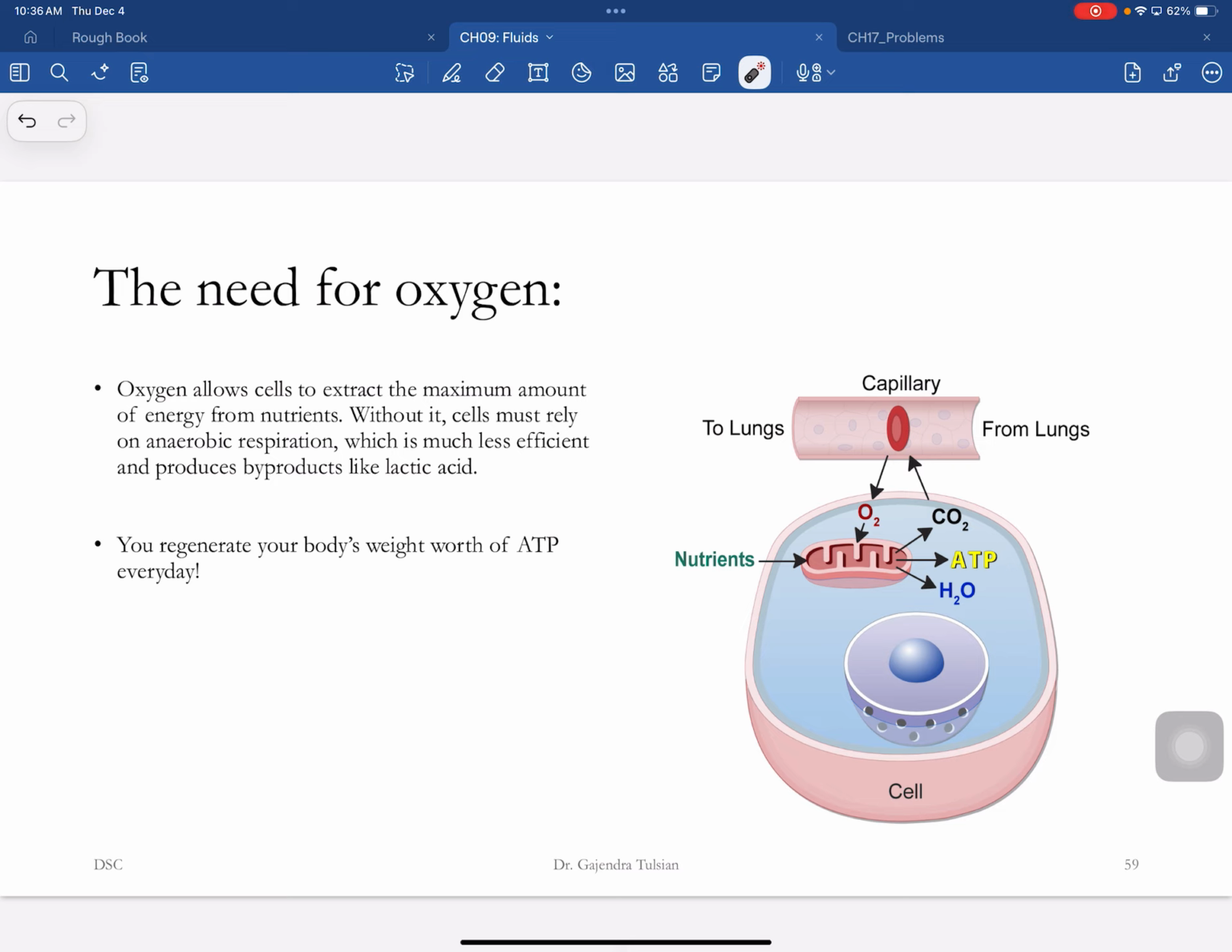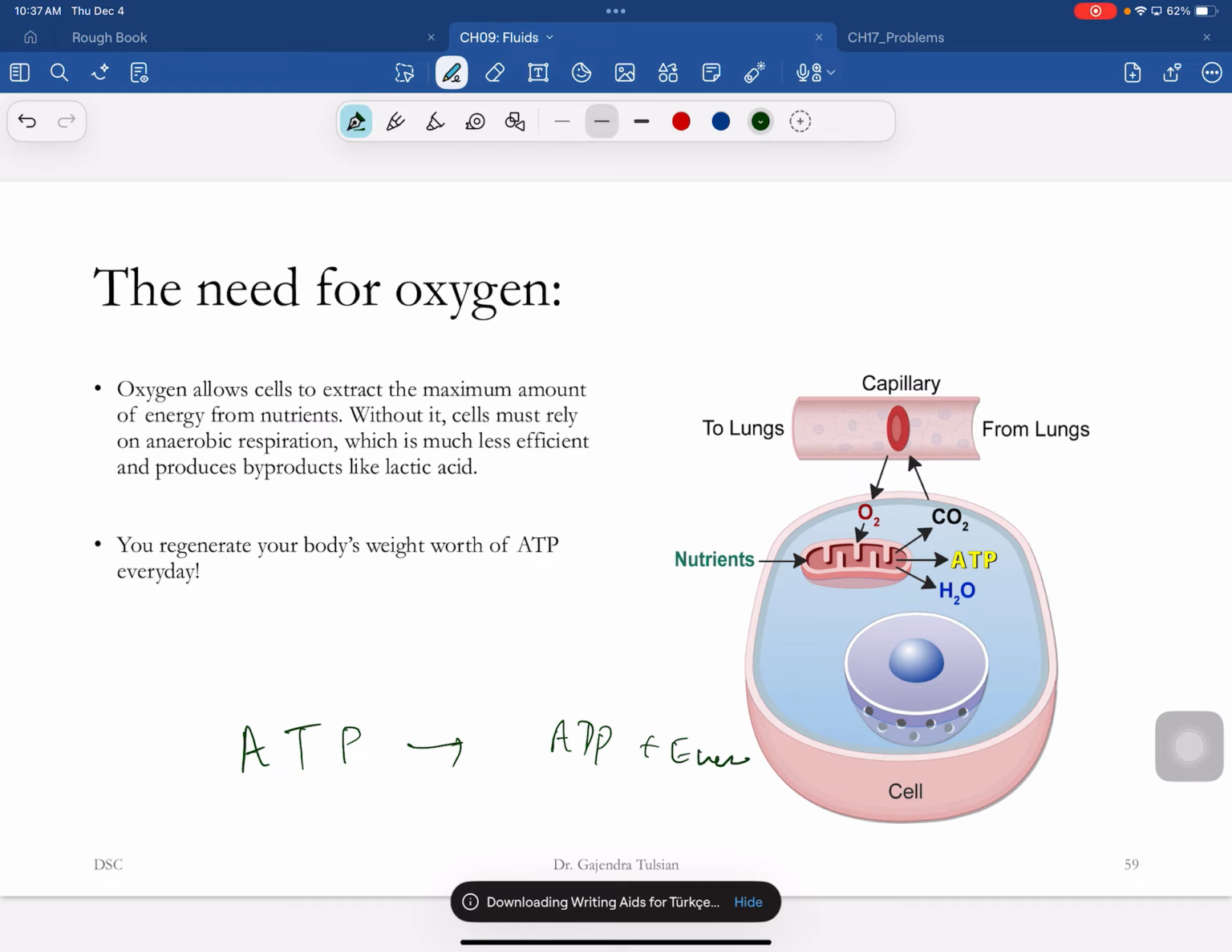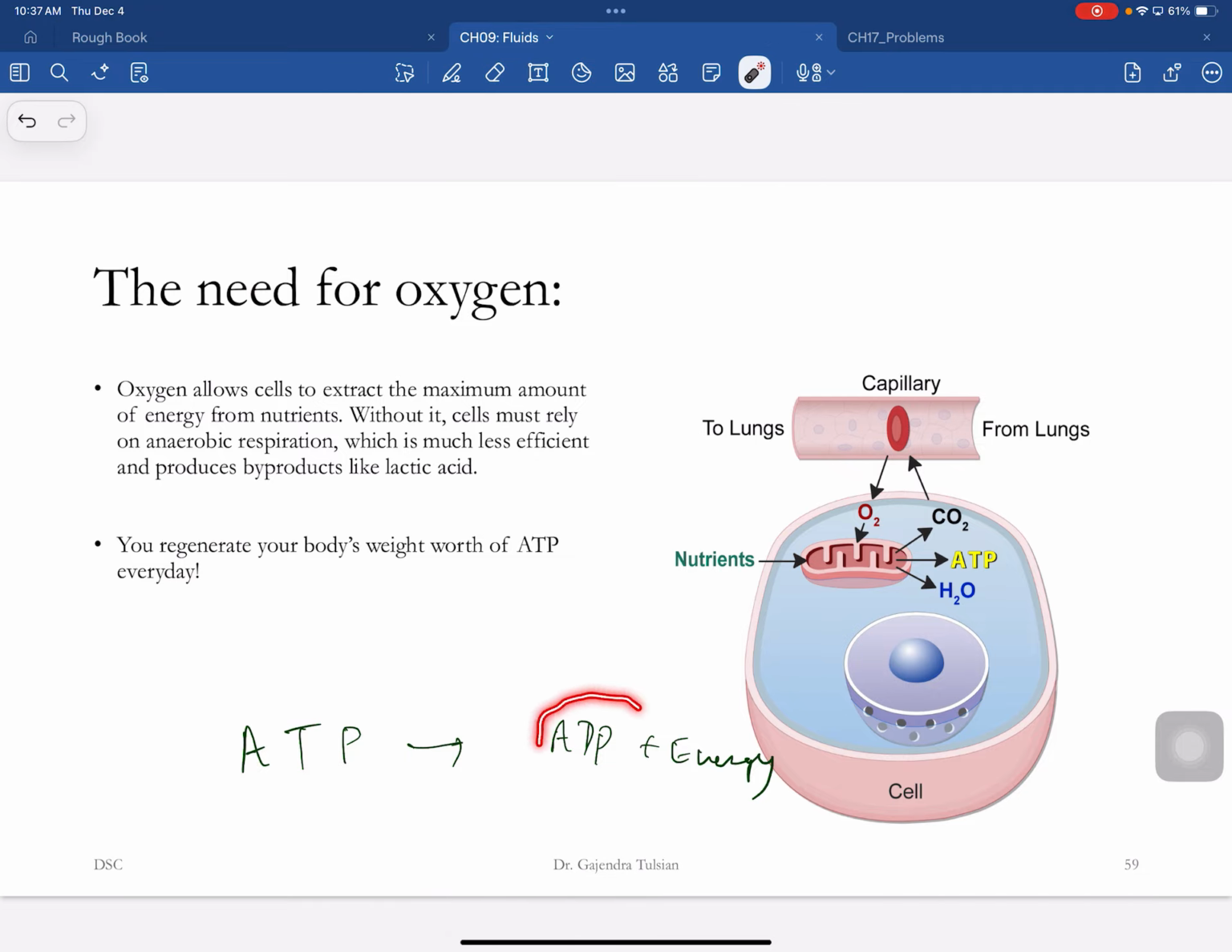Now here's an amazing number. When you use an ATP molecule, what you end up doing is converting it to ADP plus energy that is used in various processes, okay? And then what do you do with the ADP? Then you convert it back to ATP by spending energy. So you regenerate your body's weight worth of ATP every day.